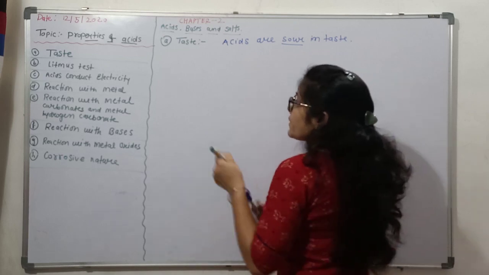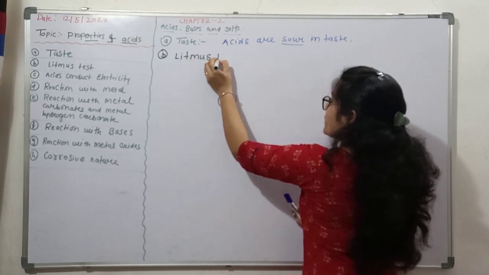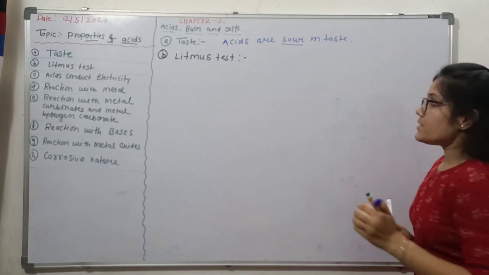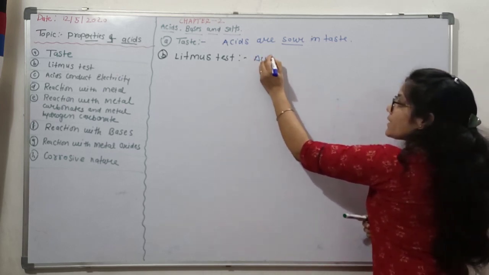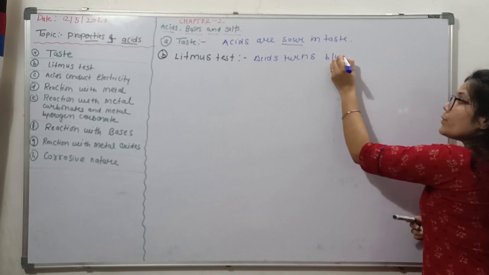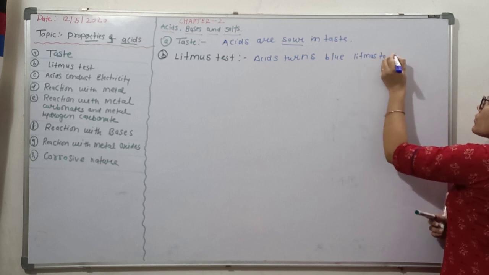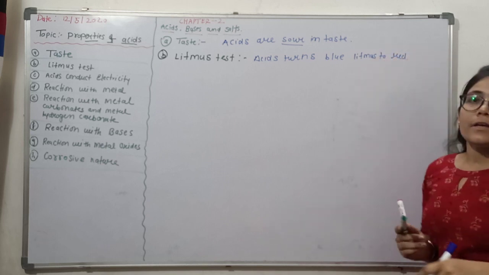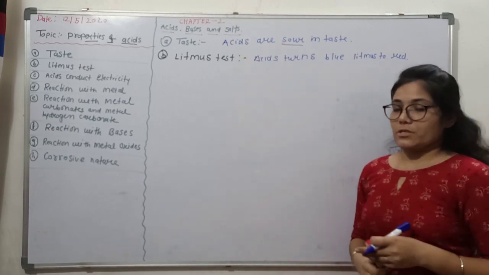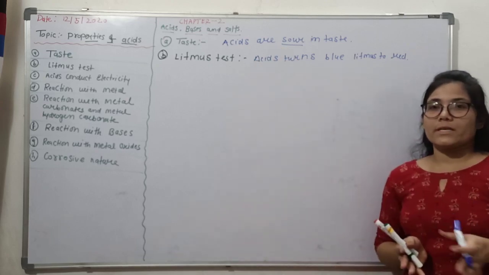Then second thing is litmus test. This we have also discussed in the previous class. Acids turn blue litmus to red. So these two properties we have already discussed in the introduction. Taste: acids are sour in taste. Litmus test: acids turn blue litmus red.